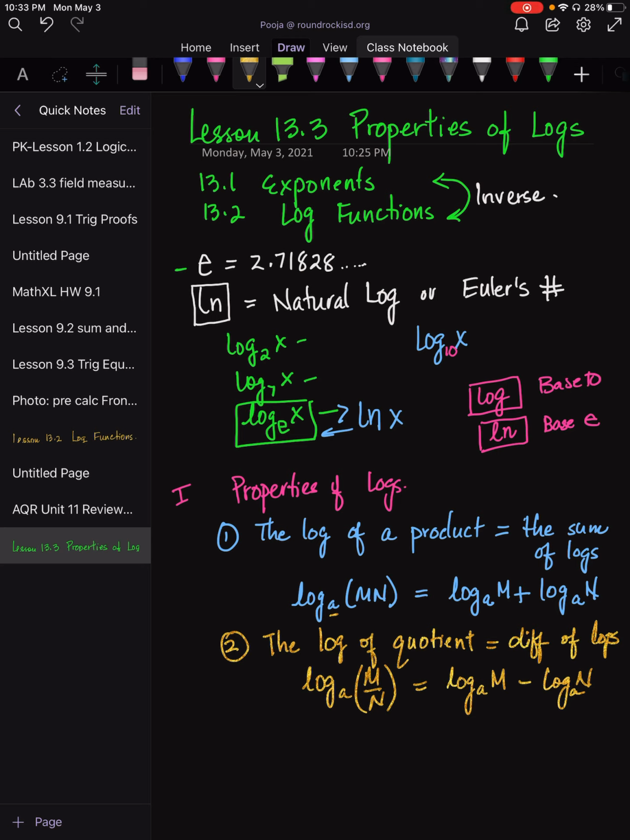And the third property is very important. It's very easy, but very important, and we're about to use that in a bunch of questions. Log of a power.